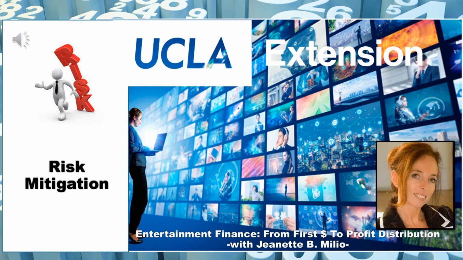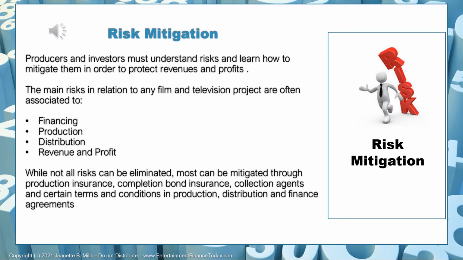Let's take a look at some of the risks we could be facing. Producers and investors must understand the risks and learn how to mitigate them in order to protect revenues and profits in relation to a film or television project. The main risks in film and television are often associated to the financing sections, the production, the distribution, and the actual revenue and profit section. While not all risks can be entirely eliminated, most can be mitigated through production insurance, completion bond insurance, collection agents, and certain terms and conditions in production, distribution, and finance agreements. And we'll go into them right now.